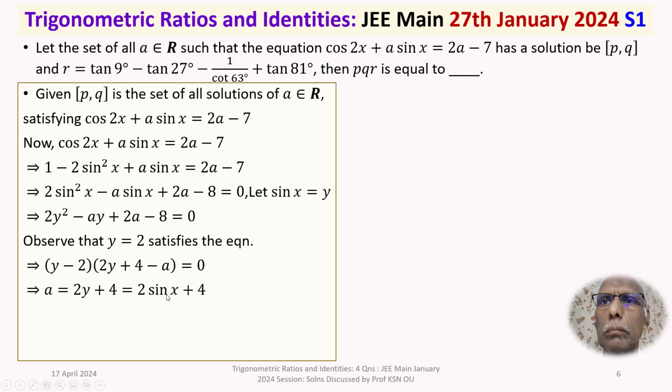The least value sin x takes is minus 1. So the least value A will take is minus 2 plus 4, that is plus 2. And the largest value that sin x will take is plus 1. So the largest value that this A will take is 2 into 1 plus 4, 6. That means the set of all solutions of A belongs to R will belong to the closed interval 2 comma 6.